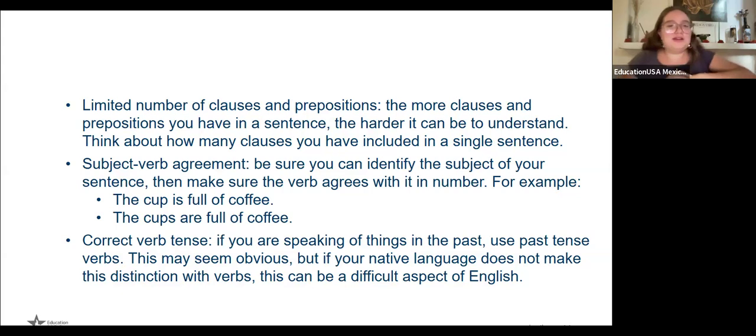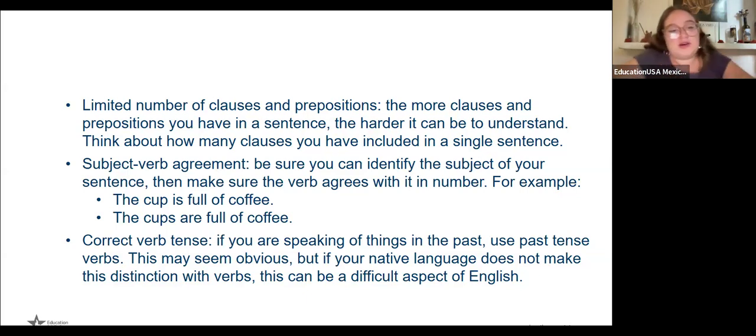Subject verb agreement. I left an assignment for you guys for homework about subject verb agreement because we're not going to go over it too much during this webinar, but make sure you can identify the subject of your sentence and then make sure the verb agrees with it in number. For example, the cup is full of coffee. The cups are full of coffee. This may sound very simple, and a lot of times this is something a grammar checker can fix for you, but not always. And it's always something you have to keep in mind. It is a simple grammatical mistake, but it does happen more than you would think.